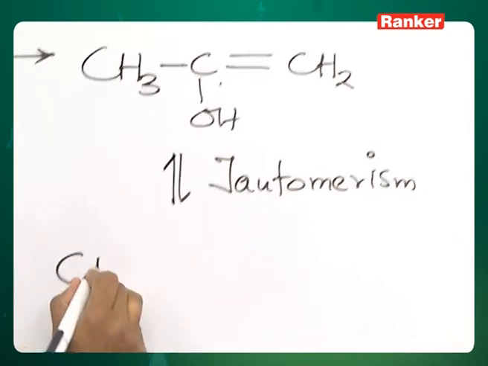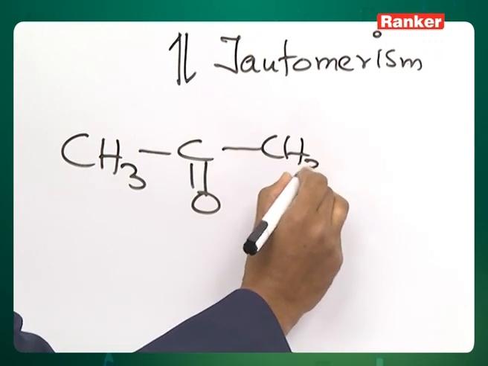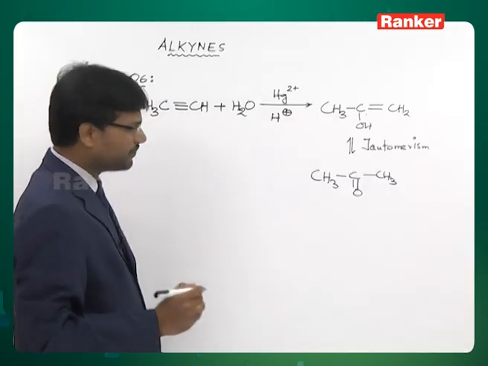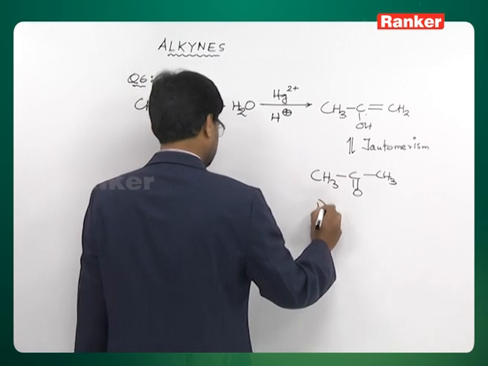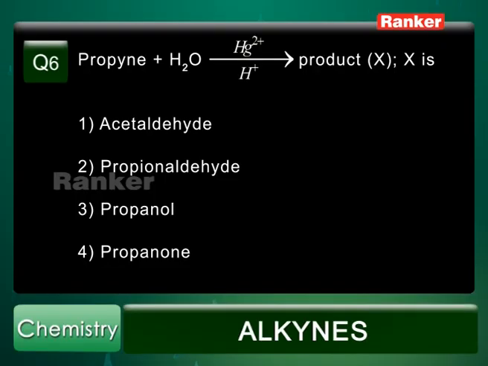Then you end up with CH3, C double bond O, CH3. This can be called propanone or acetone. So the correct answer is the fourth option.